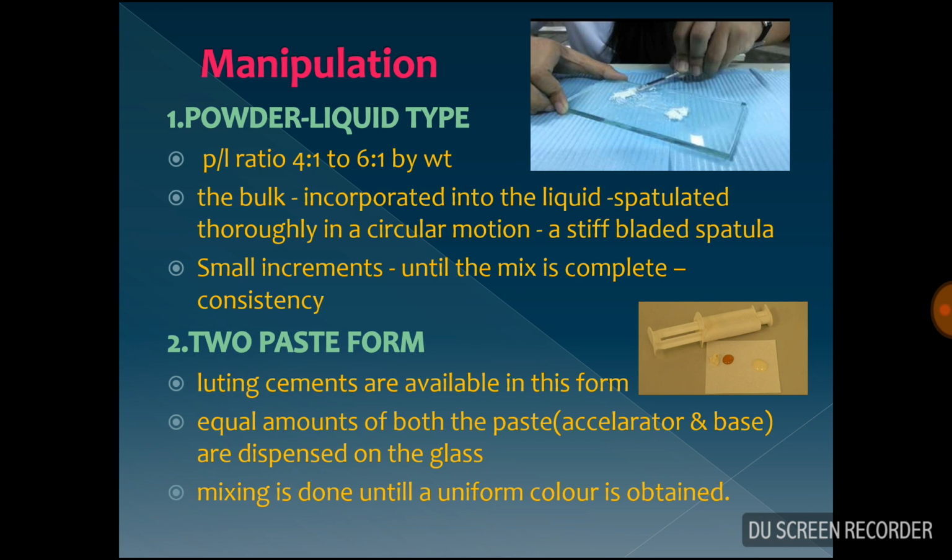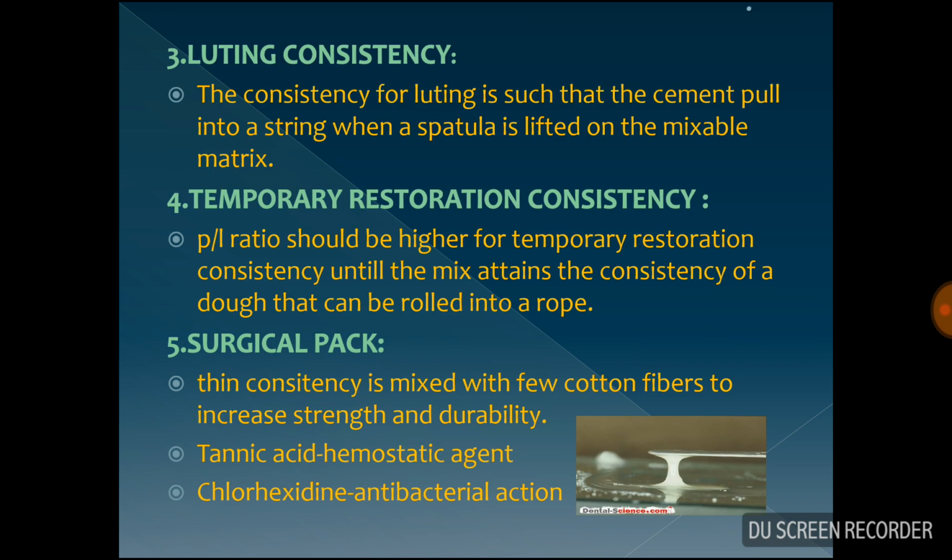Two paste system. The luting cements are generally available in two paste systems. Dispense equal amounts of both pastes, that is accelerator and base, on the glass slab. The pastes are of different colors and mixing is done until a uniform color is obtained. Luting consistency. The consistency for luting is such that the cement pulls out into a string when the flat surface of the spatula is lifted from the mixed material.